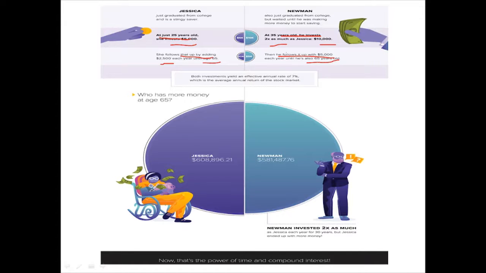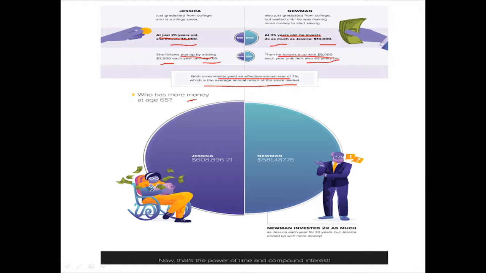So what happens is, here you can see, she started with $5,000. Here Newman started with $10,000. Then by adding $2,500 each year, and he follows with $5,000 each year until he is 65 years old. Both investments yield an annual rate of 6%, which is the average annual rate of the stock market.